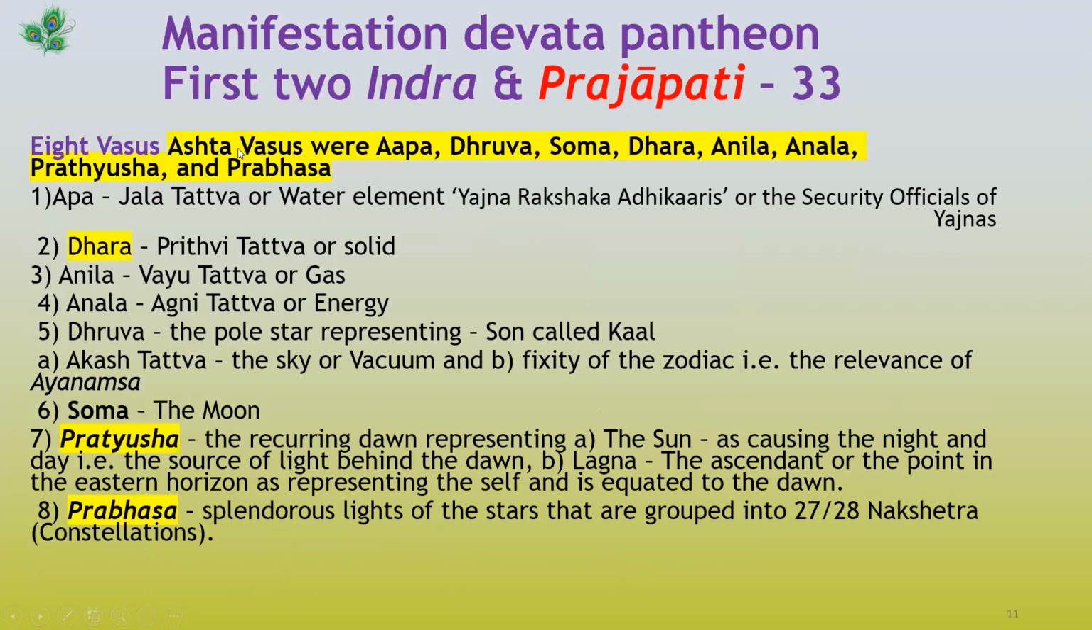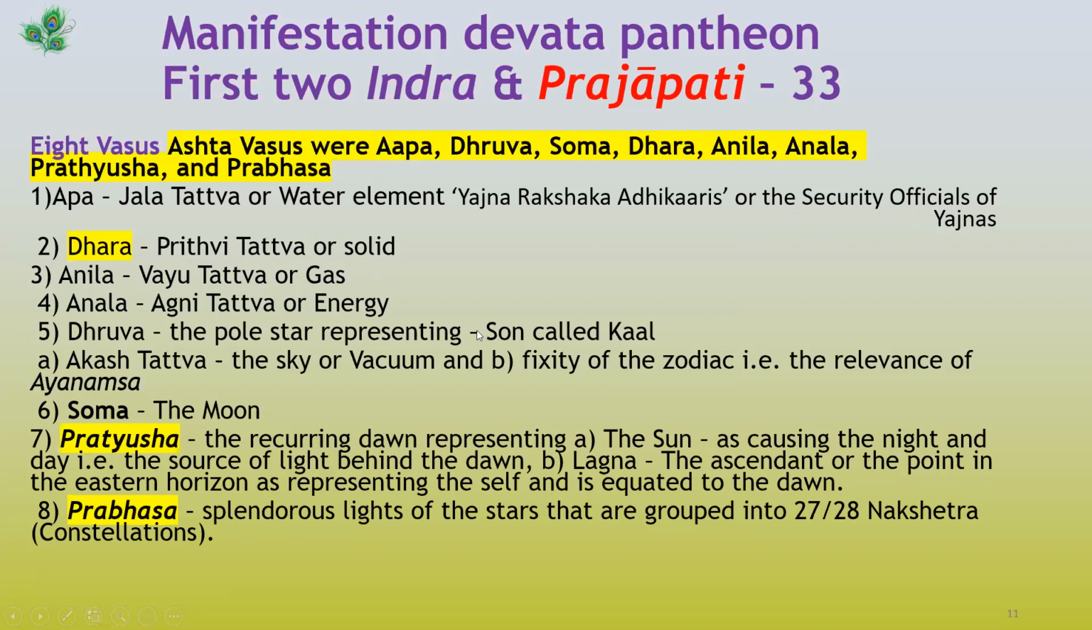Now let's see, the 8 Vasus are Apah, Dhruva, Soma. Dhruva is the pole star. Apah is the Jala, or the water element, and they are the Adhikaris, presiders over the fire ceremonies and things like that. Dhara is the Prithvi Tattva, or the material, solid element, which is represented by Dhara. He presides over it. Anila is the Vayu Tattva, which is the air element. Anala is Agni, which is the energy that we need to sustain ourselves.